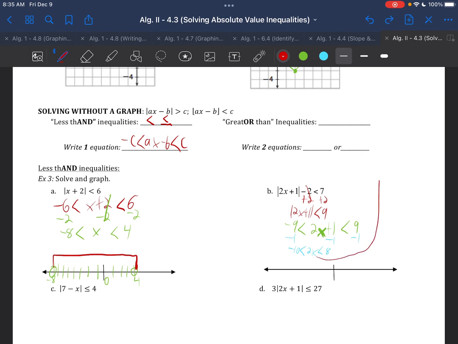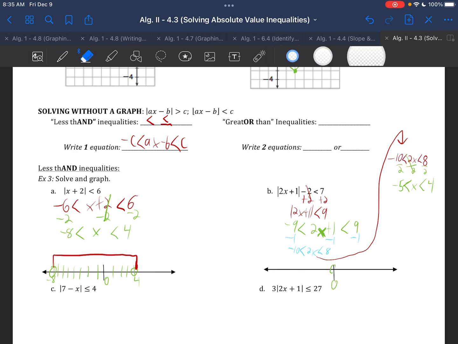I'm going to move my work up here because I ran out of space. Let me kind of redo this arrow. There we go. And I'm just going to rewrite what we had. All right, then for my next step, I'm going to divide everything by 2, left, right, and middle. So I get negative 5 is less than x, which is less than 4. And now my x is alone.